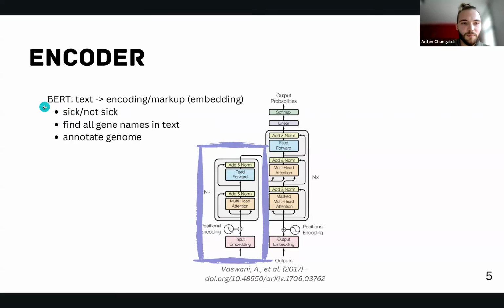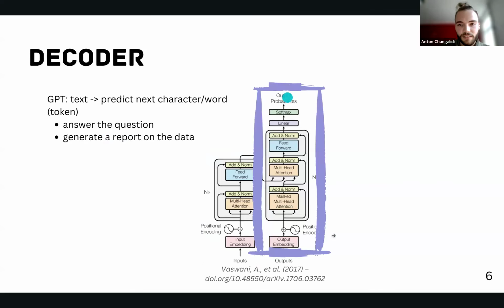So this is Bidirectional Encoder Representations from Transformers, but what it basically is, you input something and it encodes your information, your text or anything, to some other space. It can be just a space of 0 or 1, sick or not sick patient, for example. It can annotate all the text with, for example, all the gene names in the text. So zeros are not a gene name and 1 is a gene name. Annotate genome, annotate anything.